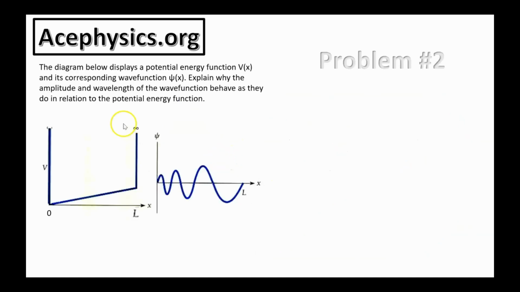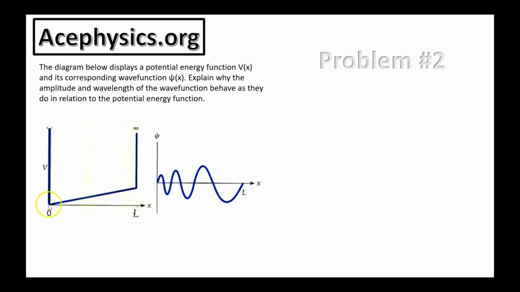And here's problem number 2. The diagram below shows a potential energy function V(x) and its corresponding wave function psi(x). Explain why the amplitude and wavelength of the wave function behave as they do in relation to the potential energy function. This is the potential, or the potential energy.